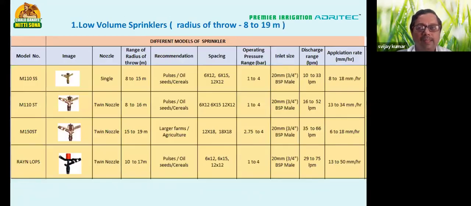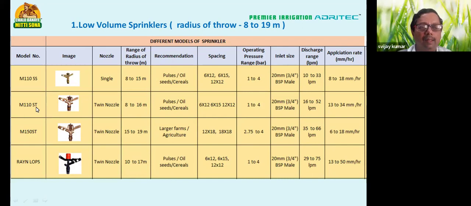Now, when we start with the rain gun, like I told you, it is a big volume sprinkler. We have very small sprinklers starting with a radius of around 8 to 9 meters. And if I take a model, say this M110 ST model, which is a very popular model, it is normally supplied for the agriculture department, and all the farmers are using this.